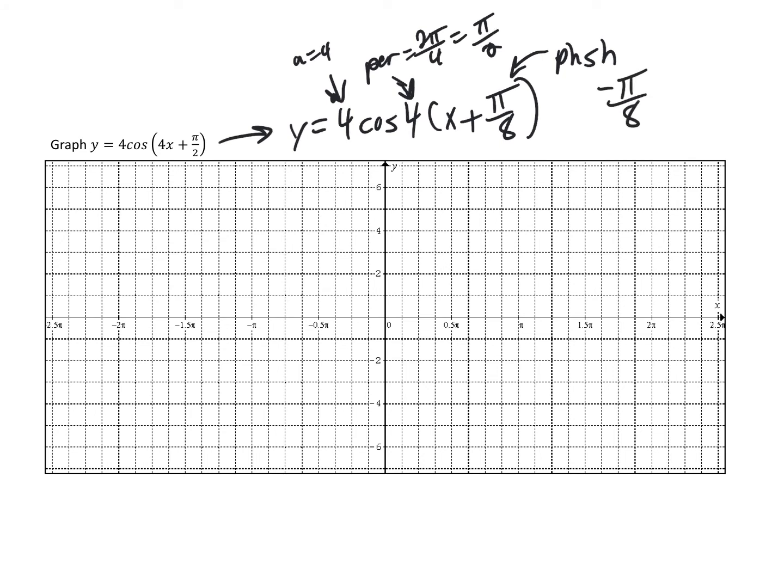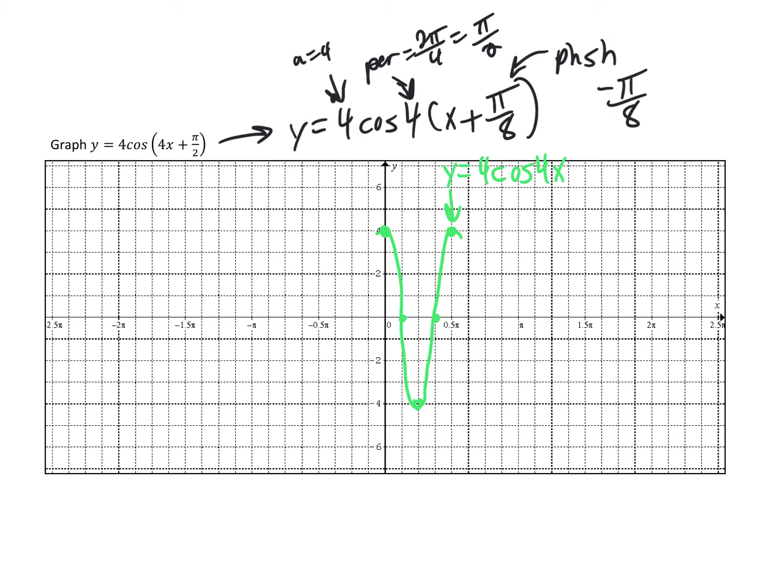So now we're going to go up to 4, down to negative 4. And let's graph it without the phase shift first. So it's cosine, so it starts at the amplitude. Pi over 2 is the period. Halfway, it'll be at the lowest point. And it's going to cross here and here. So this is what it looks like without the phase shift. So y equals 4 cos 4x.